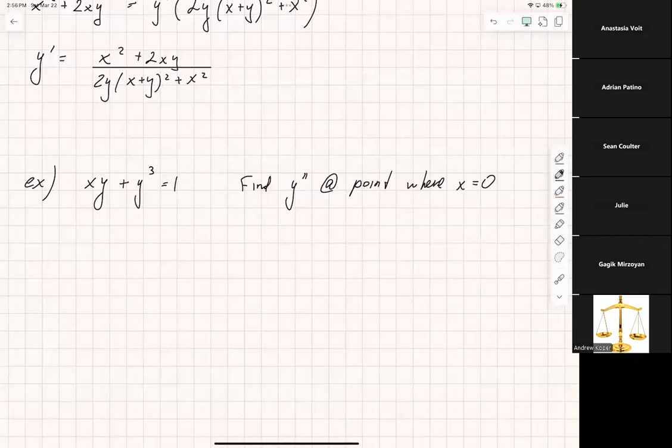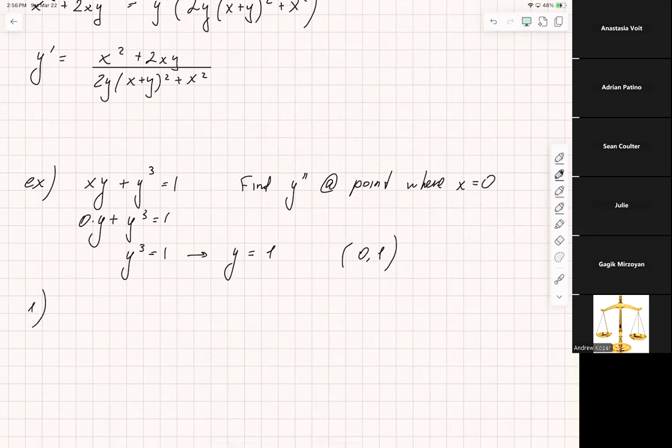So we will plug in 0 into the original expression. We have 0 times y plus y cubed equals 1. So we will have y cubed equals 1. From here, we know that y should be equal to 1, right? Okay, so our point is (0, 1). This is the point of interest. Now, the question asks us to find the second derivative, so first we need to find the first derivative, right?